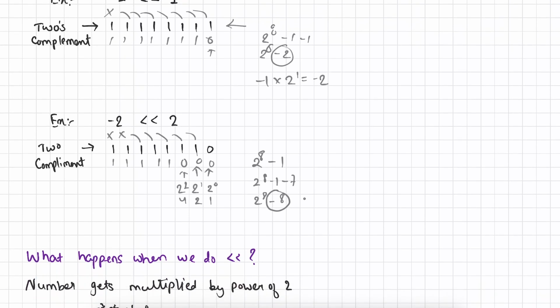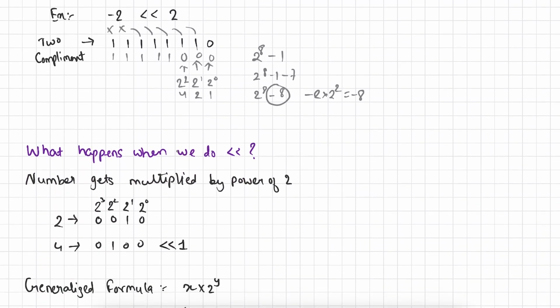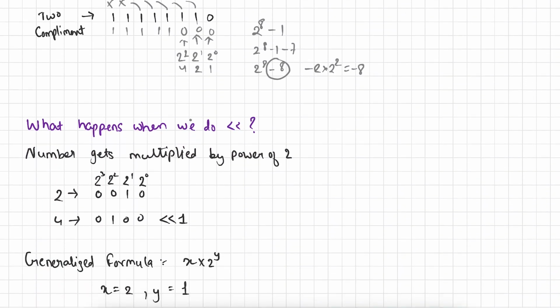We got -2, and -2 into 2 to the power 2, we got -8. So why is this happening? Because each bit represents a power of 2. So when you left shift any number, the power gets incremented, right?